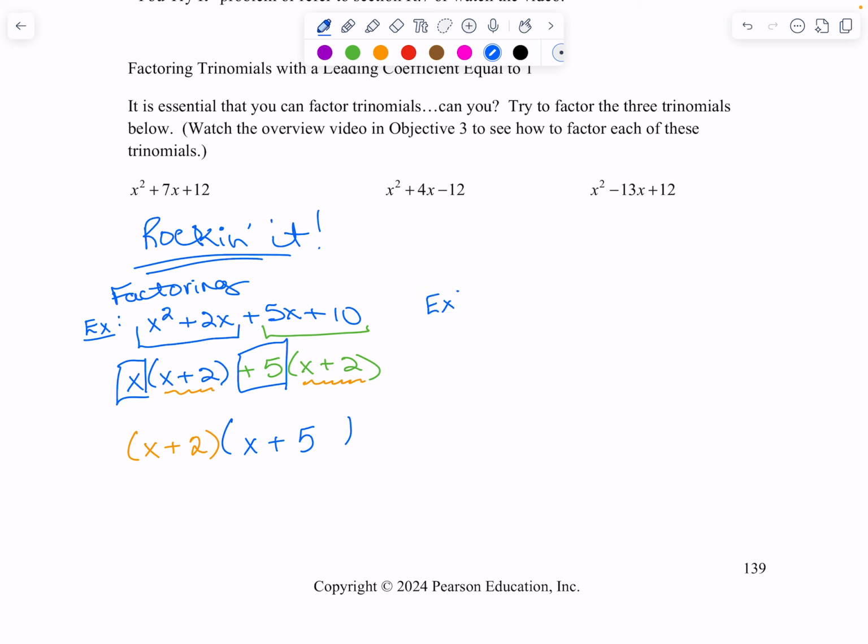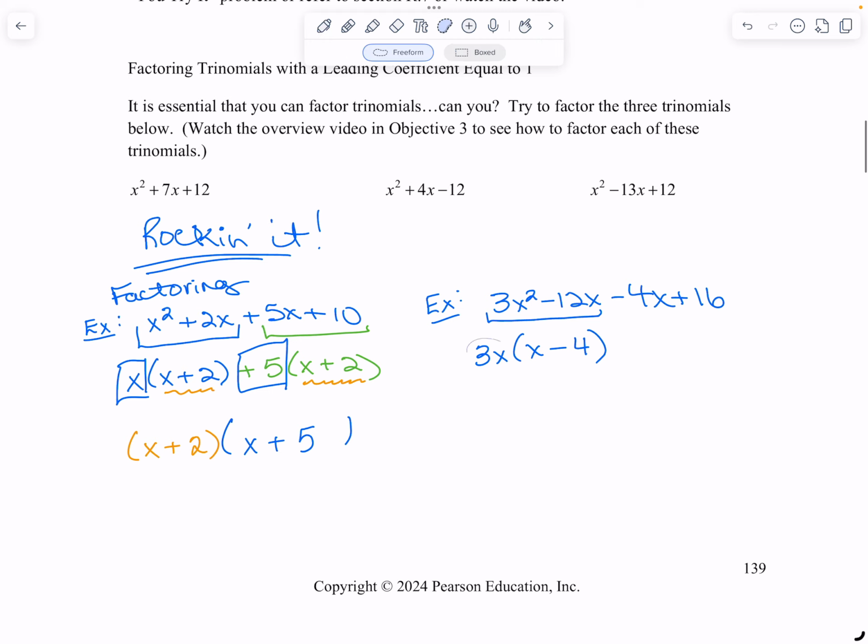I'm going to do one more that has a little trap in it. So this is 3x squared minus 12x minus 4x plus 16. All right, I'm going to do the same thing. Group the first 2 together. Looks like I can take out a 3 and an x. So what's left over is an x and minus 4, right? If I distributed that 3x here and there, I would get 3x squared minus 12x.